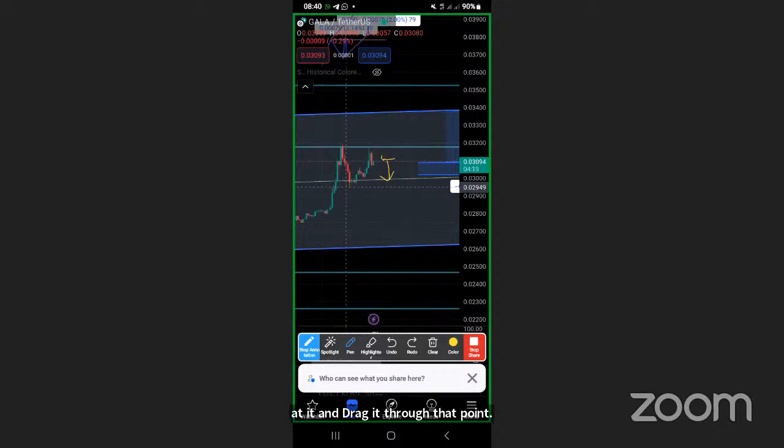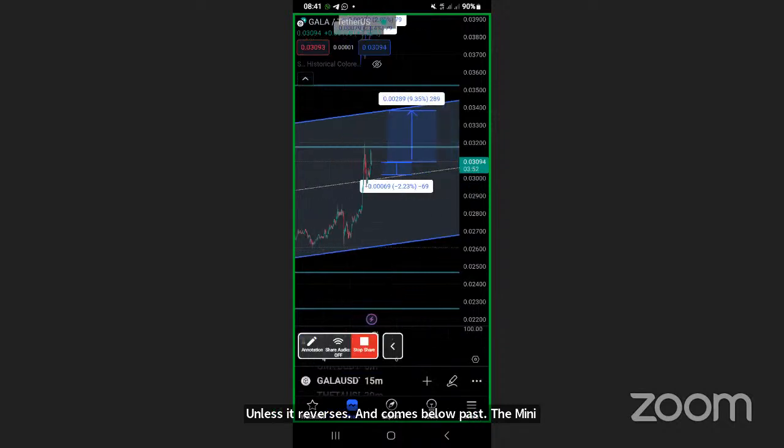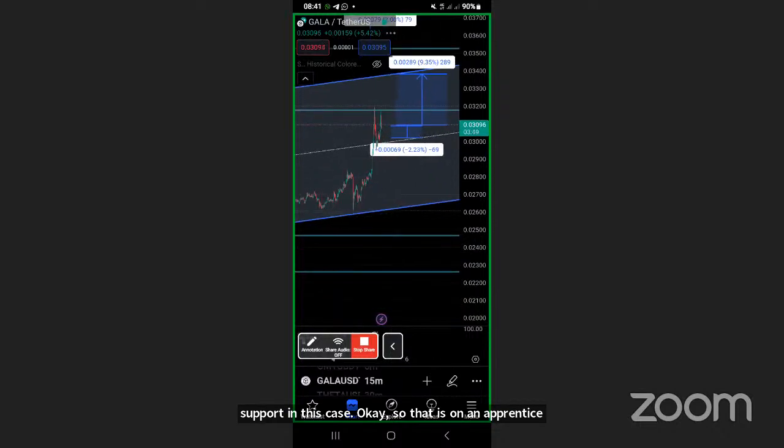However much it is playing, behaving, you know the destination is this. At every cost, it will have to touch this. If this trend is a continuation, it will have to touch this point, unless it reverses and comes below past the mini support in this case. Okay, so that is on an uptrend. That's what you do on an uptrend.